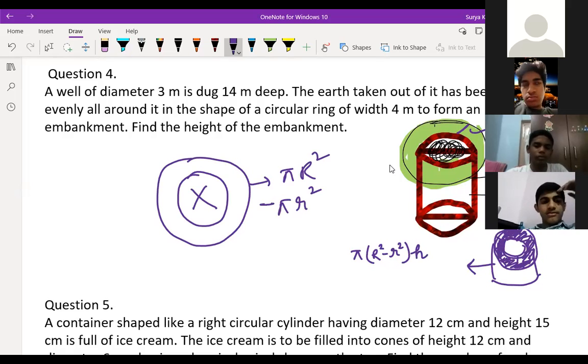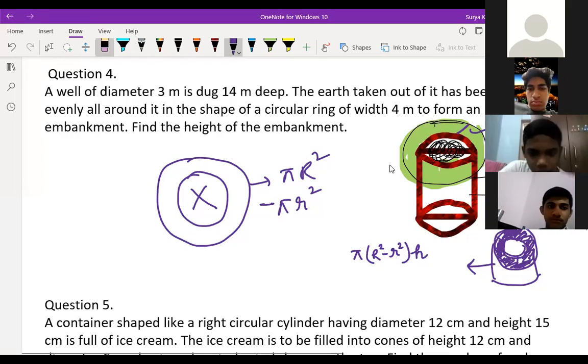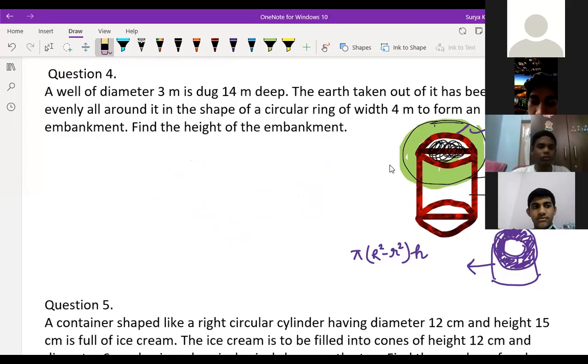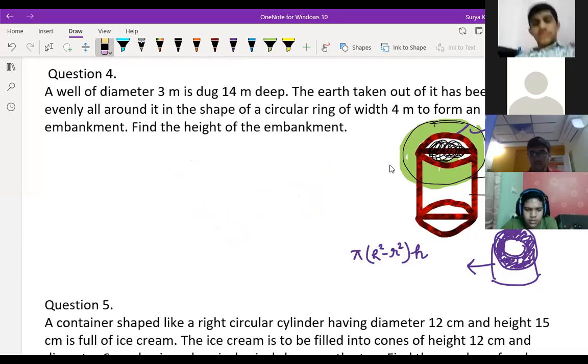Is it clear now, Adarsh? Yes, sir. Javian, it's clear. First time you might be hearing of embankment. Yes, sir. Just try to understand. That's it. Rasul, are you getting it? You people are getting it. Yes, sir.